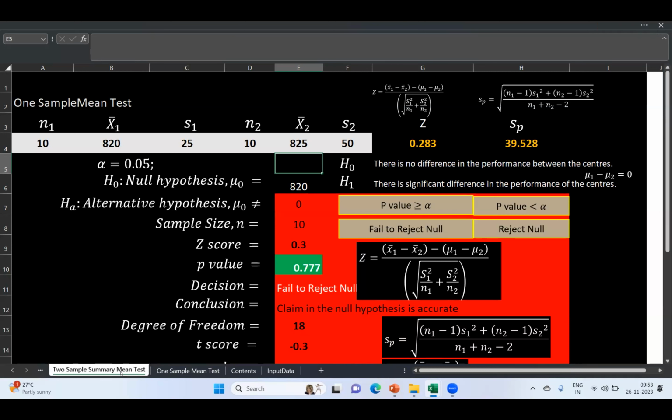So what is the differentiator for known and unknown population? The standard deviation of the population. If the standard deviation of the population is known, you can call your population a known population. That's the time you go for a one sample Z test.